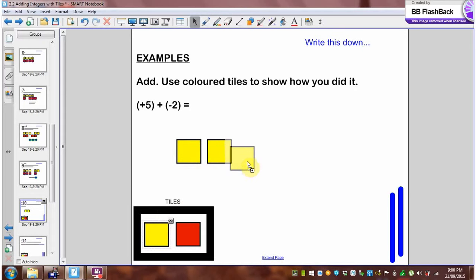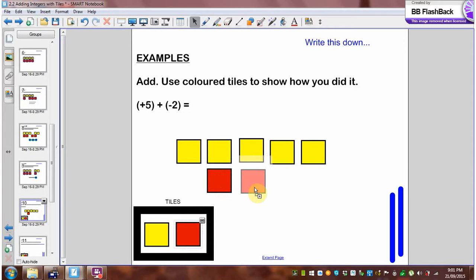1, 2, 3, 4, 5 tiles out. Perfect. Okay, red is our negative, and we have to add 2 negative tiles to our collection. So negative 2. 1, 2. Okay, so if you have 5 positive, or 5 yellow tiles, plus 2 negative, what do you get?